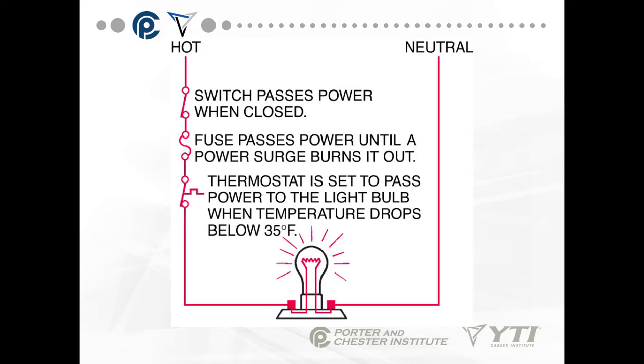So in this circuit, it's a slightly different variation of the one I showed you on the last slide. The switch passes power when it's closed. The fuse passes power until it burns out and opens. And the thermostat is set to pass power to the light bulb when the temperature drops below 35 degrees.